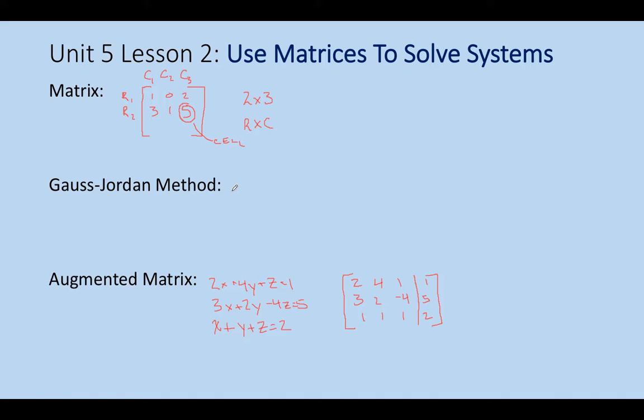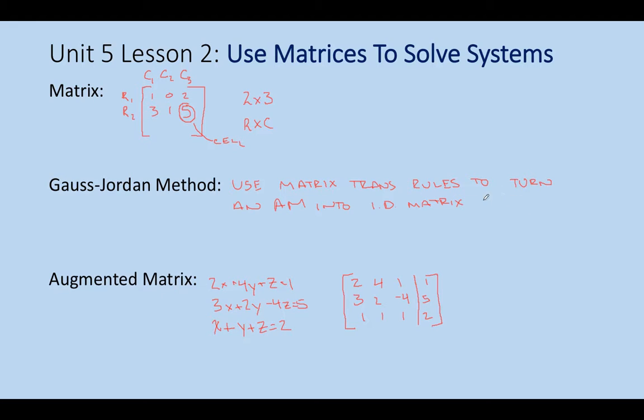Well, the Gauss-Jordan method is we are going to use some matrix transformation rules to turn an augmented matrix into the identity matrix.